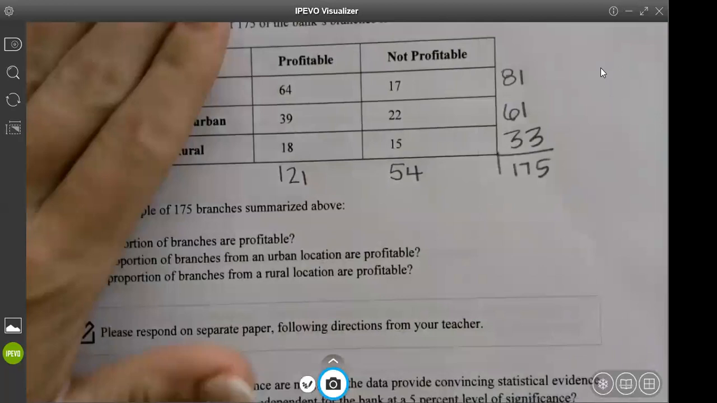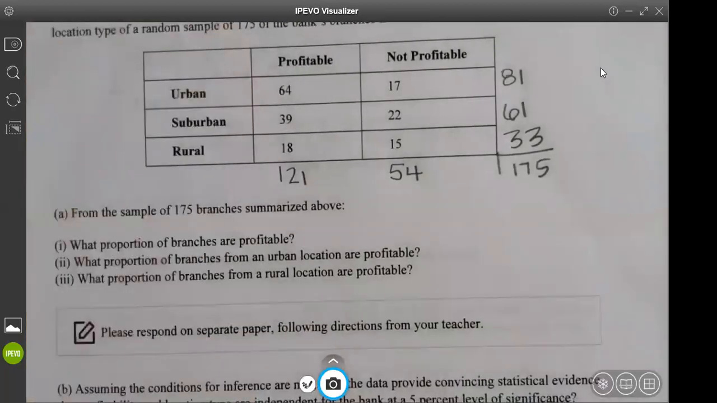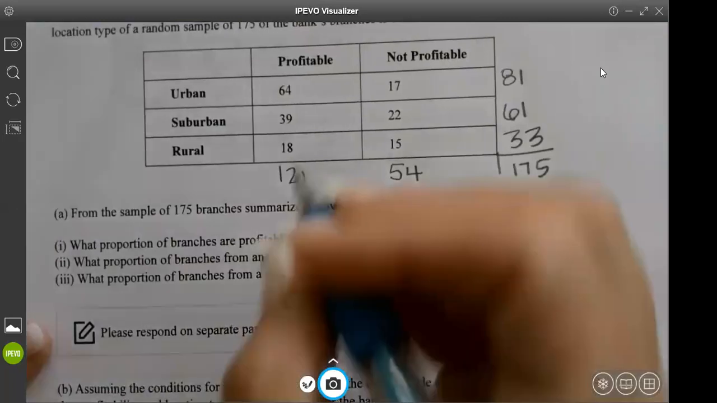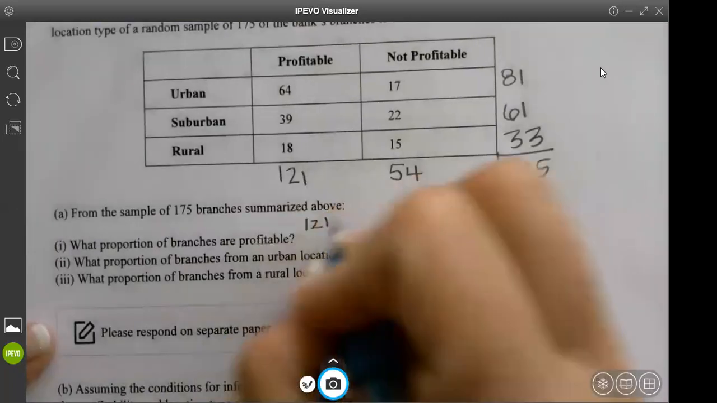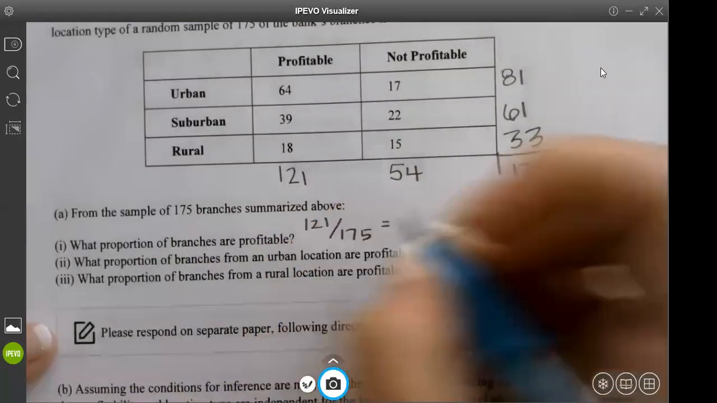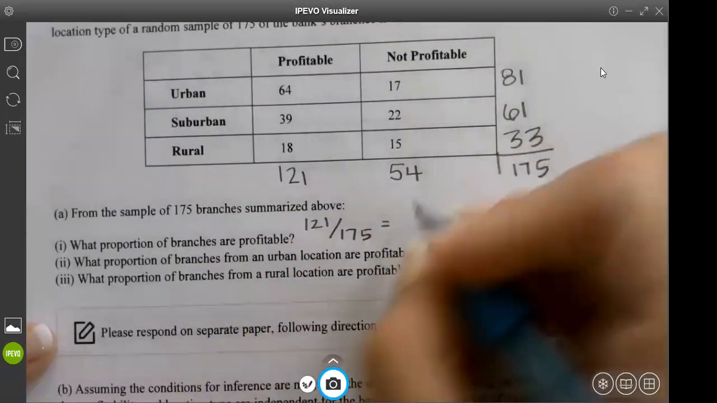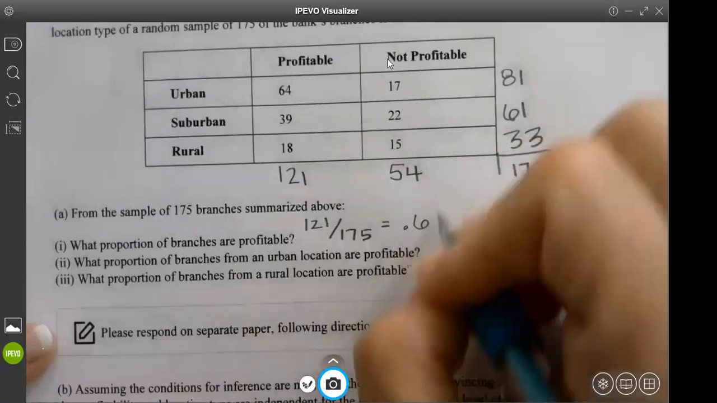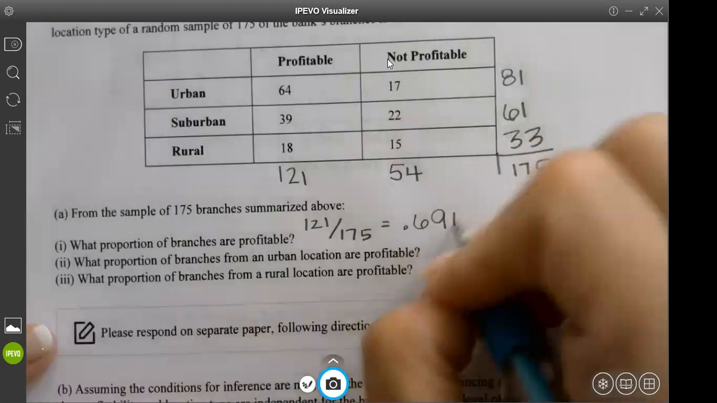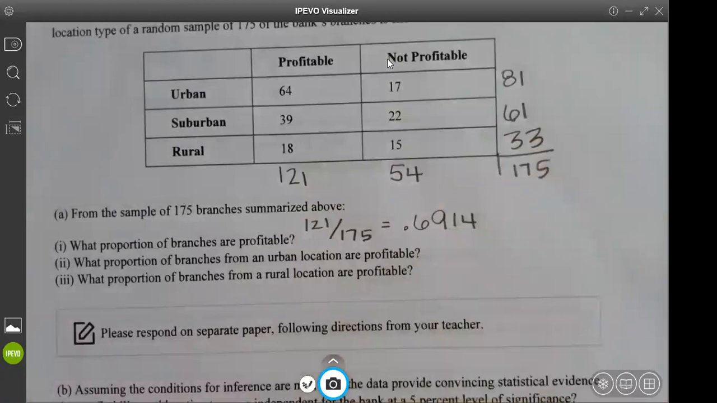All right, so profitable. We're looking at the entire profitable. It didn't say specifically urban, suburban, or rural. So all profitable is going to be 121 out of the total 175. And every answer that they're given, they're doing 4 decimal places and not changing it to a percentage. Does that make sense? So you don't have to put it as a percent at all. Proportion, if you see proportion, it's going to be the decimal. If you see percent, then go ahead and change it to percent.